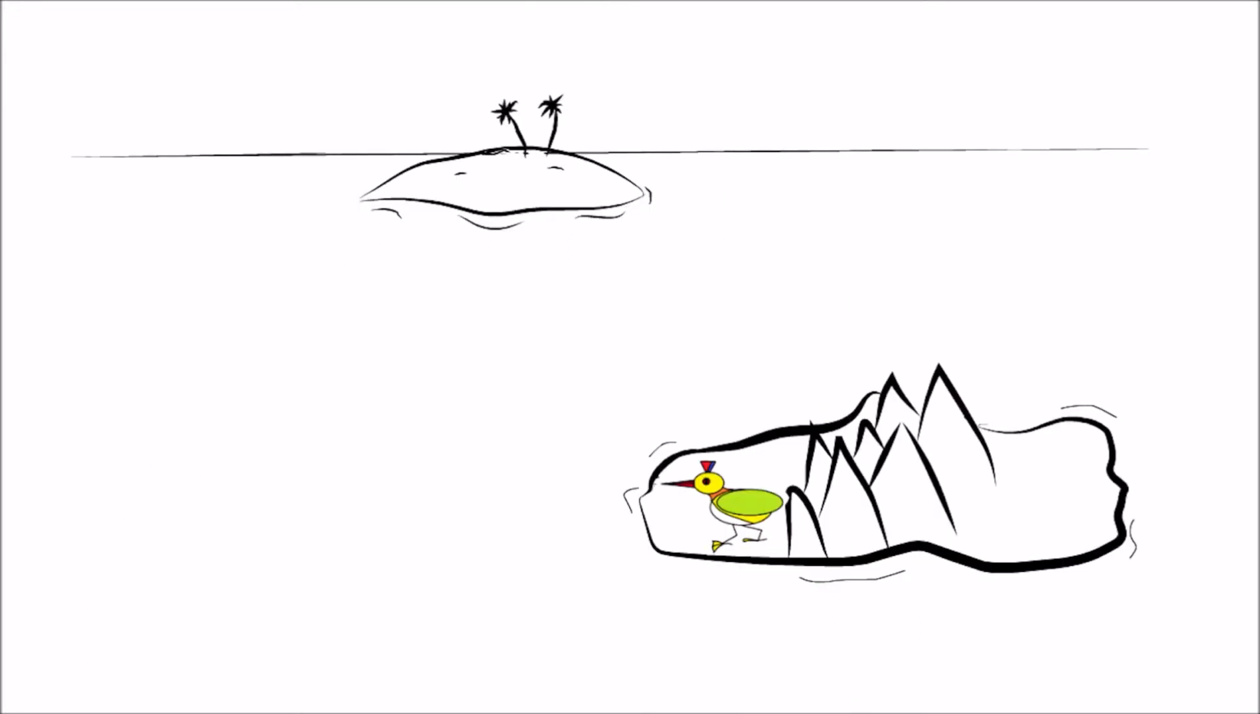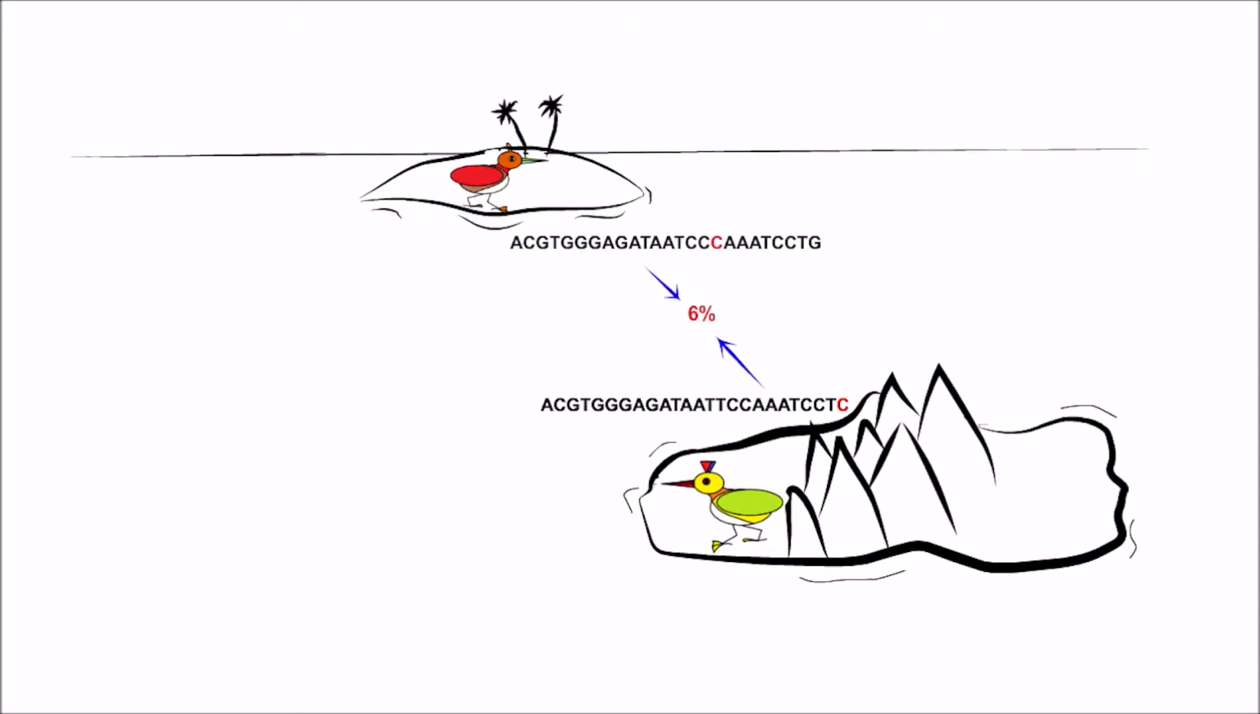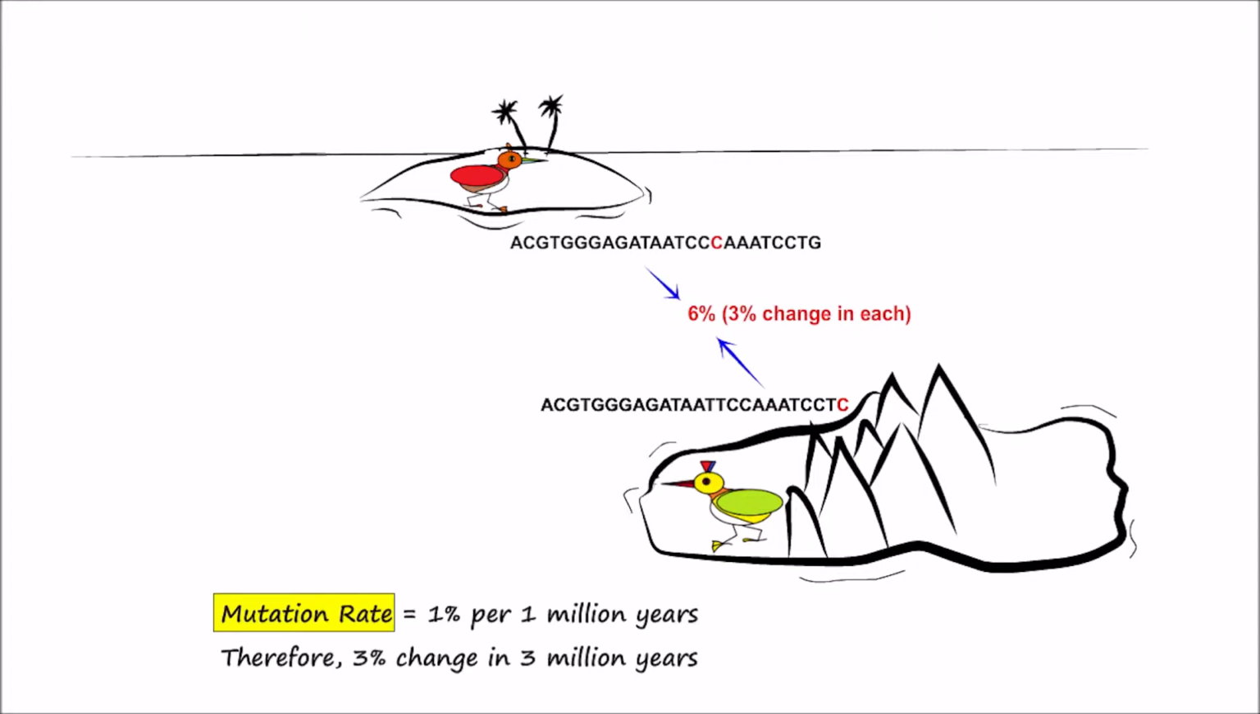Let's say our western birds have a 6% DNA difference from birds on a neighboring island, where there's a 3% change in each group. Since we know the mutation rate, we can deduce that it's been 3 million years since the two groups separated.